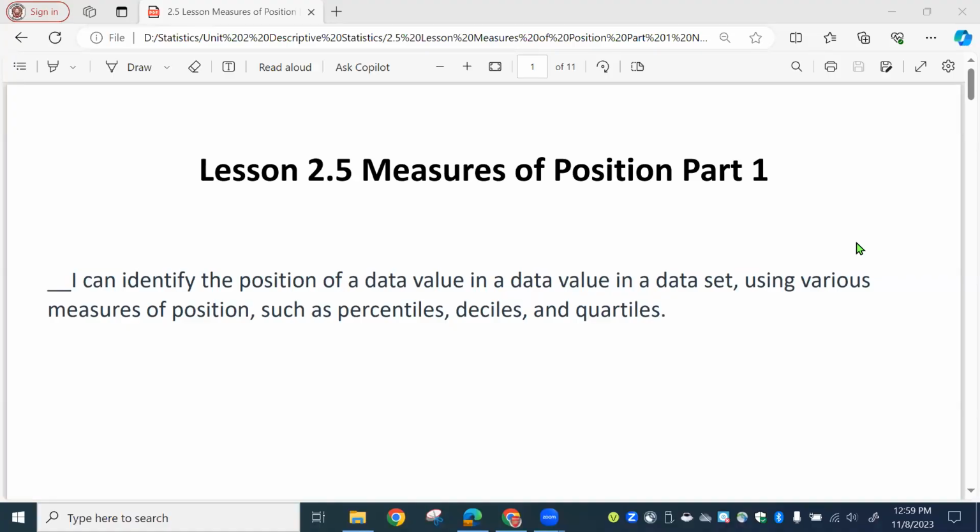Hey all, today we are going to start talking about measures of position. We have talked about how to find the center of data sets, how to find out how data sets vary by finding things like variance and range and standard deviation. And today we're going to talk about positions of individual data points, specifically as they relate to the rest of the data set.